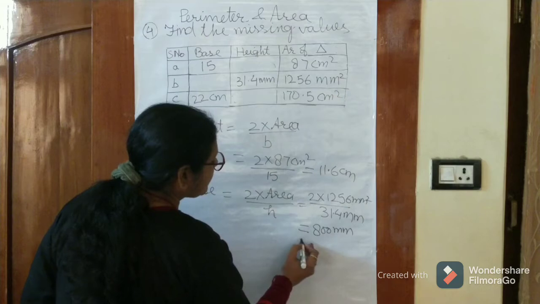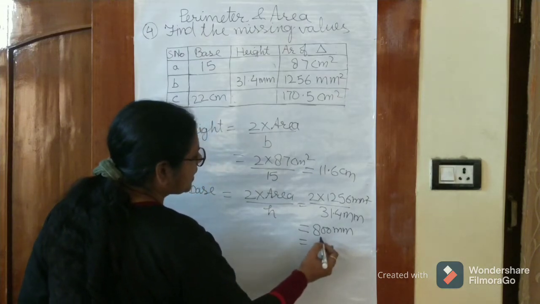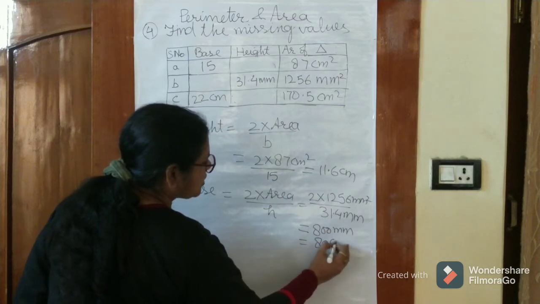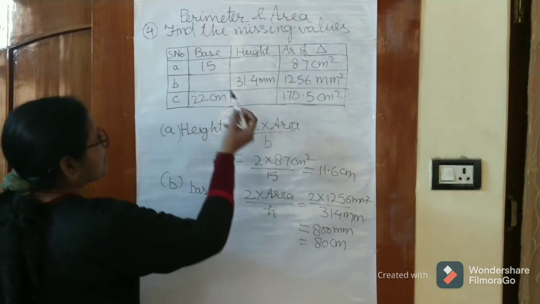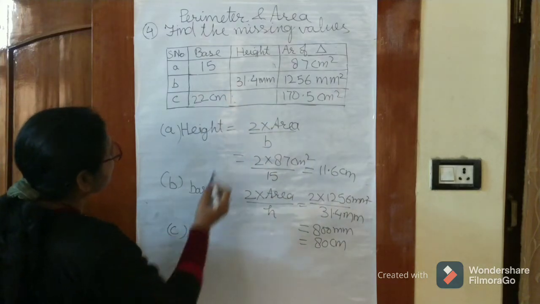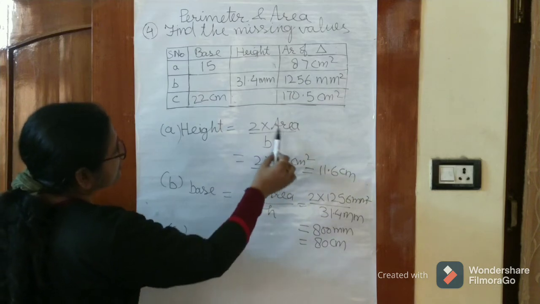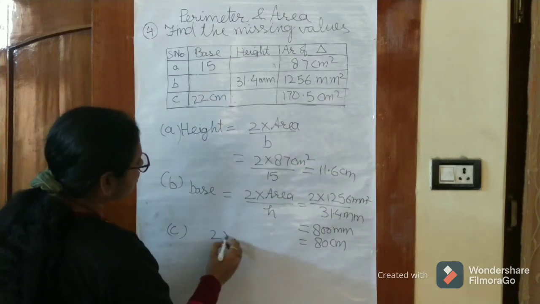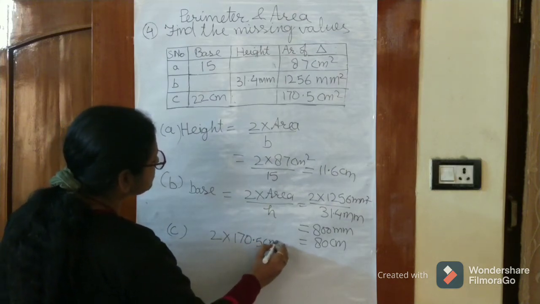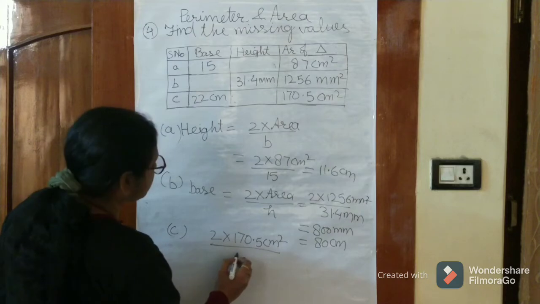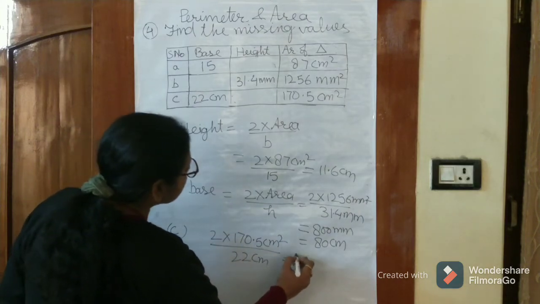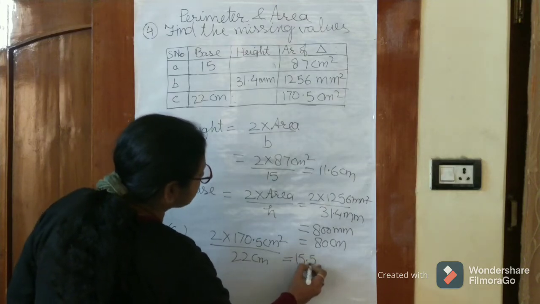800 mm can be converted into centimeter. By dividing it by 10, you will get 80 centimeter. So either you write 800 mm or 80 centimeter. And the C part is, again you have to find the height. This formula will be used. So 2 into area is given 170.5 centimeter square and the base is given 22 centimeter. When you calculate it, you will get 15.5 centimeter.